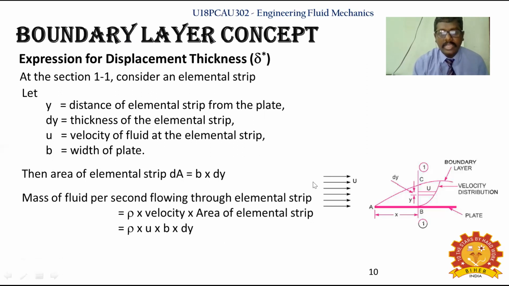Now if you are considering the mass of fluid flowing per second through this elemental strip, that will be density into velocity. So what is the density?